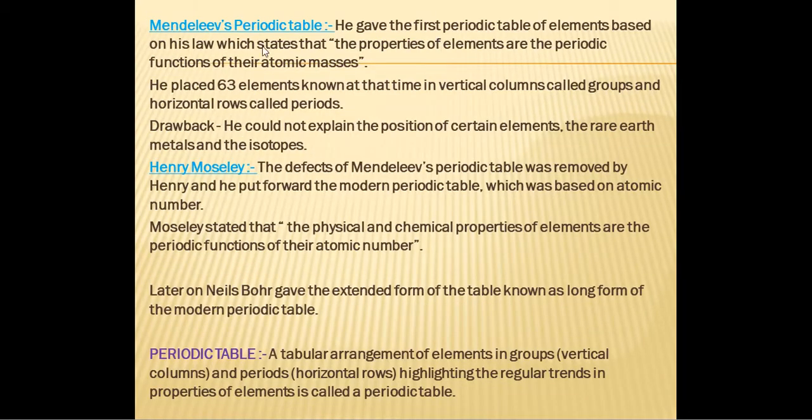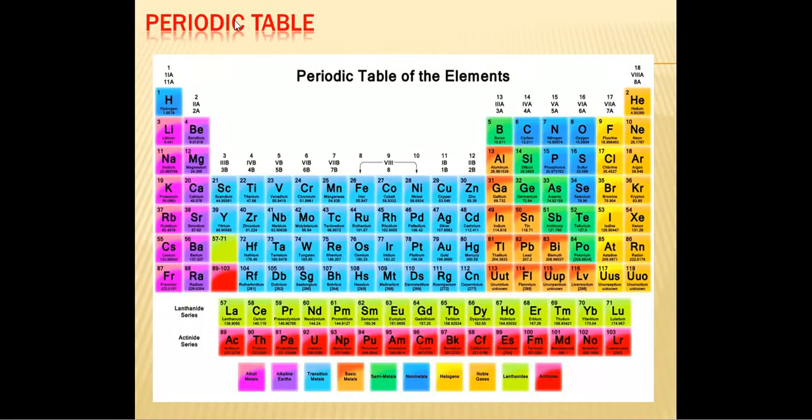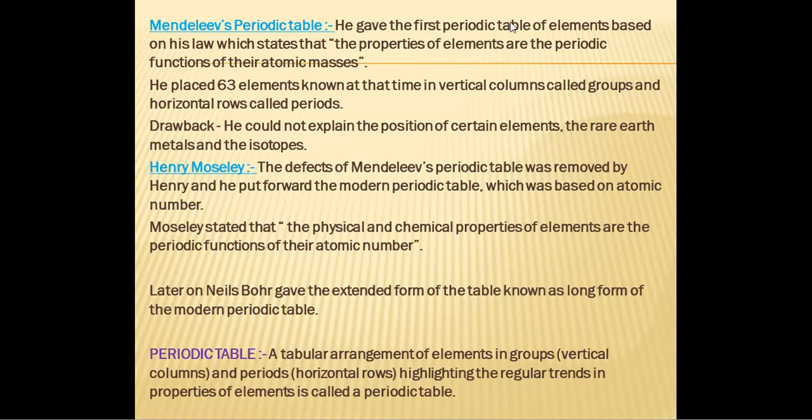Next was Mendeleev's periodic table. Okay, Mendeleev made one table that was known as Mendeleev's periodic table. Now we have the modern periodic table, but this was Mendeleev's periodic table. What he did, he gave the first periodic table of elements based on his law. Okay, he made the first periodic table.